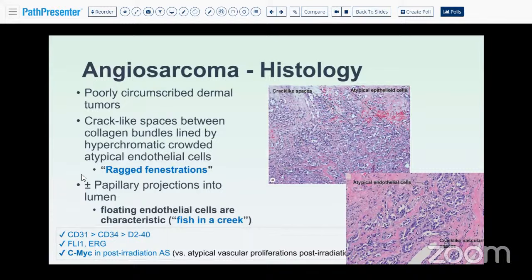Vascular markers: CD31 is generally more sensitive than CD34 for angiosarcoma. Nuclear markers are really the best, so FLI1 and ERG are really great. And then just remember that you can do a C-MYC, and that's going to be positive in your angiosarcoma associated with radiation. They do like to test that.